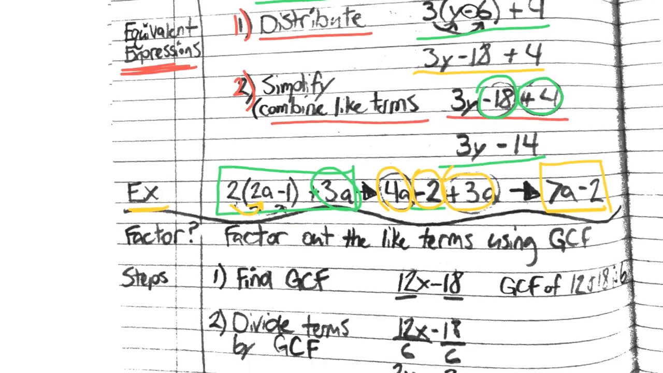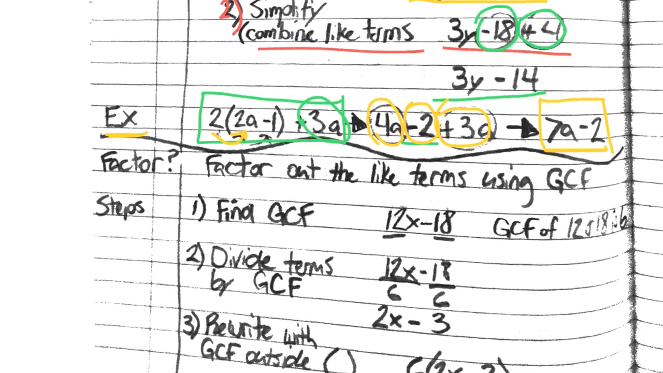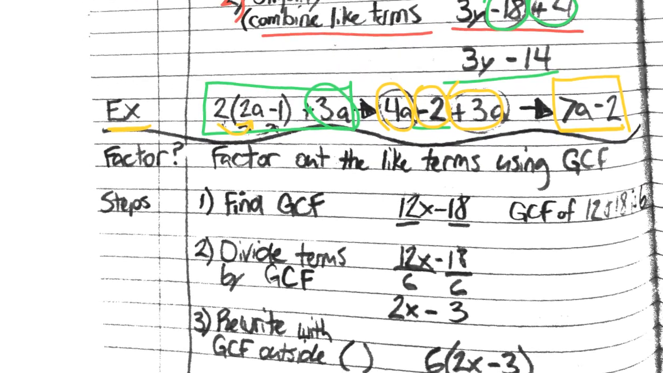Now, the other side of that was our expanding side. This is how we factor. So factor means that we're going to factor out the like terms using GCF. Now, if you don't remember what GCF is, remember that was our greatest common, sorry, my handwriting on these is terrible, greatest common factor.